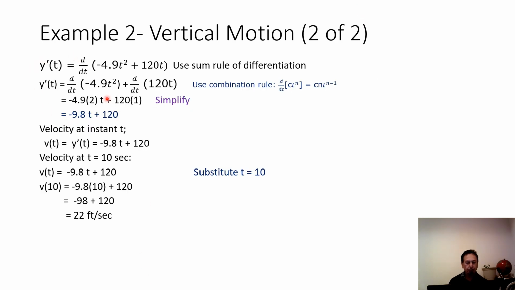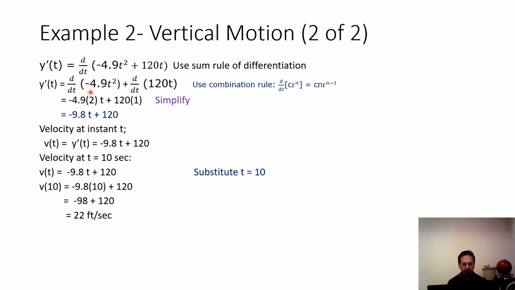Okay, so we differentiate the position function y(t), and we have y'(t) equal to d/dt of (-4.9t² + 240t). Now we use the sum rule of differentiation, and we have y'(t) equals d/dt of -4.9t² plus d/dt of 240t. Using the power rule, d/dt of c times tⁿ is c times n times tⁿ⁻¹.